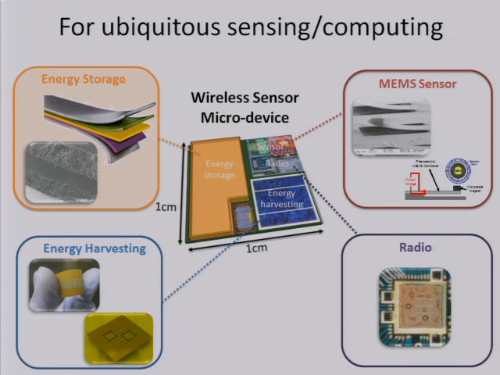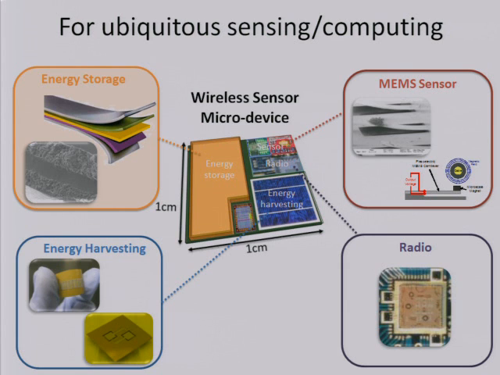So for the small-scale stuff, this is our principal objective, a wireless sensor micro device that's got really four components to it. There's energy harvesting. Some people prefer to call it energy scavenging. Energy harvesting sounds much more genteel, so I'll use that term.